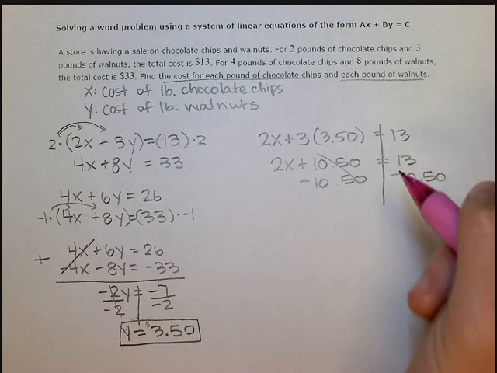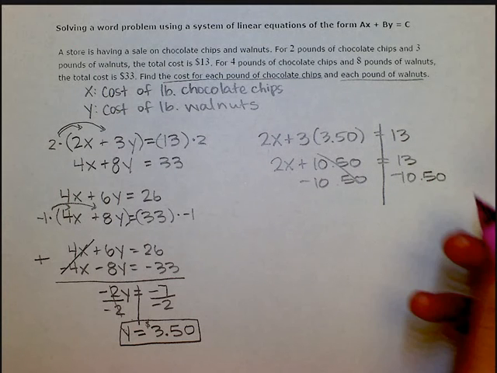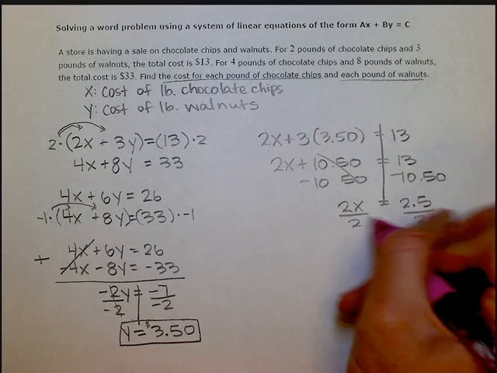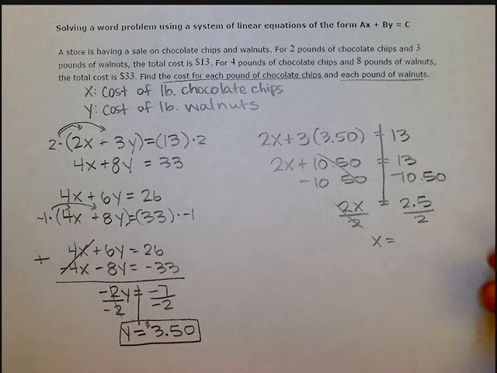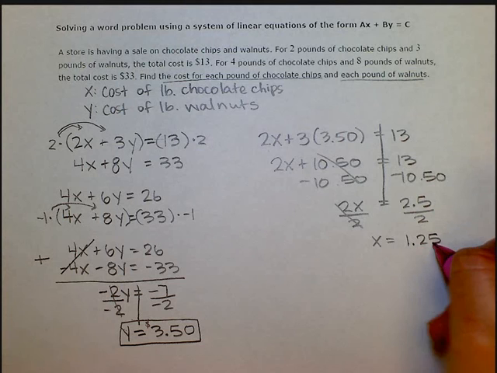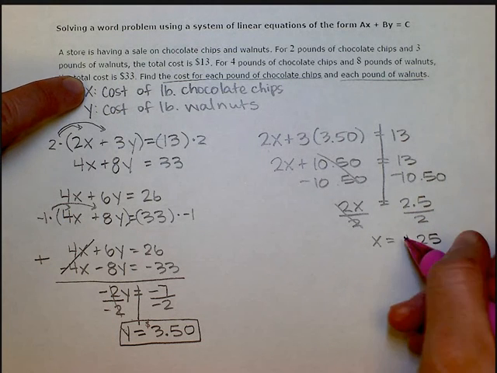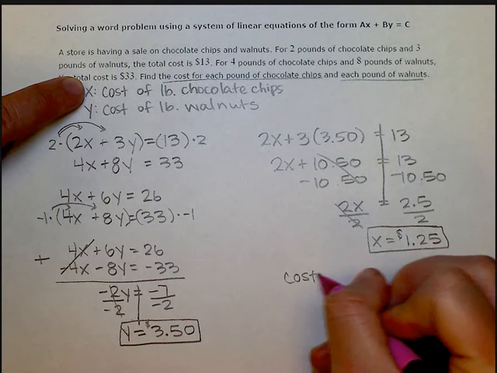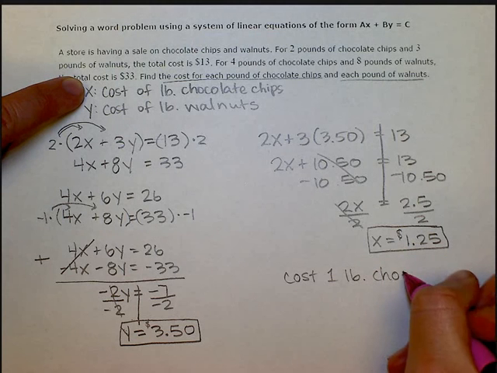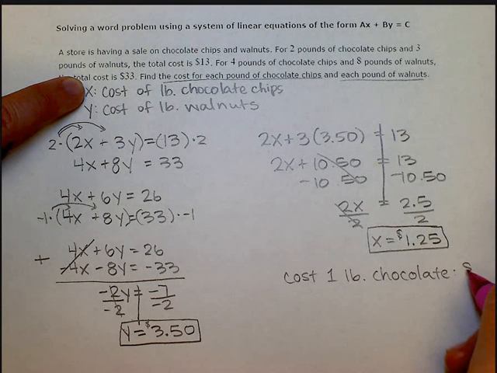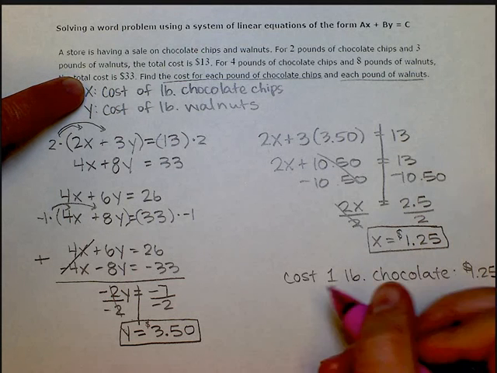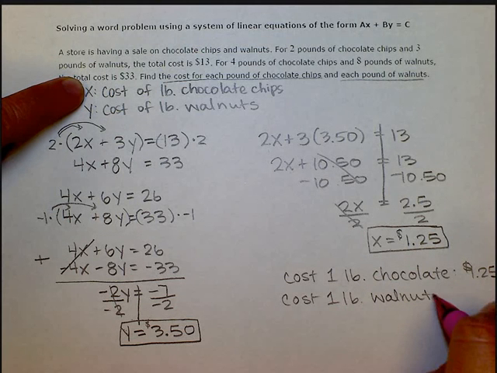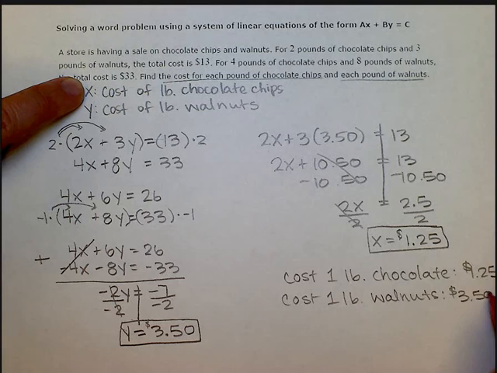So I get 2x equals 2.5. I'm going to divide by 2 on both sides. So x equals 1.25. Or in the case of money, the cost of 1 pound of chocolate chip is $1.25. So the cost of 1 pound of chocolate chips is $1.25. And the cost of 1 pound of walnuts is $3.50. And that's it.